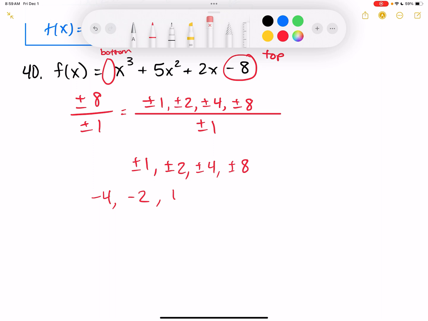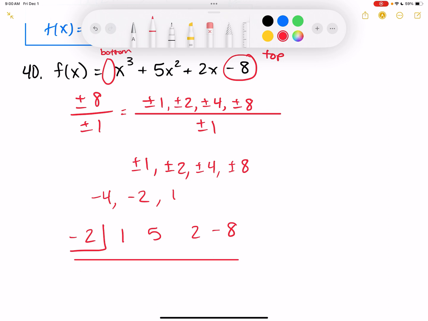All right, so now we're gonna take this and pick one of these numbers and do synthetic division. I'm gonna let y'all pick which one of the three you want to do. Just tell me a number. -2. All right, we're running synthetic on -2. All right, so I've got 1, 5, 2, -8.